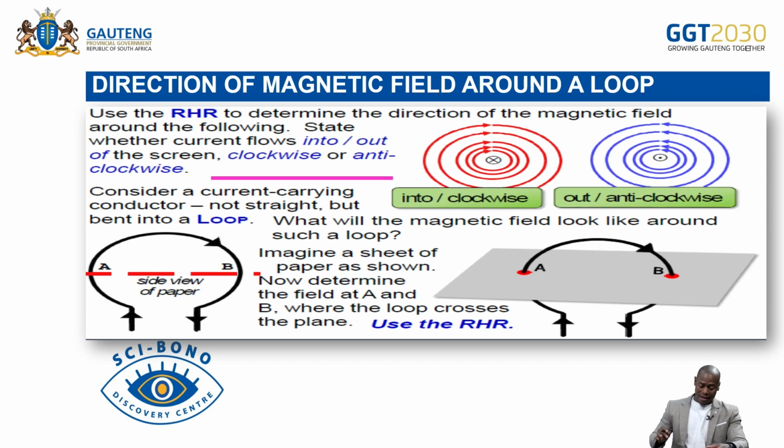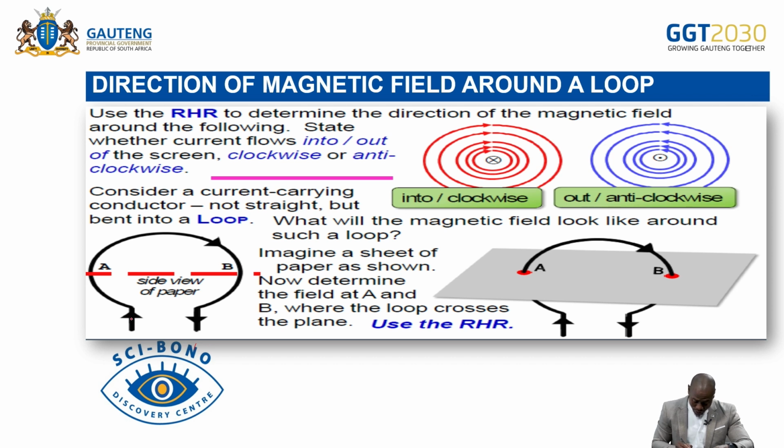Okay, then now let's come to a loop. So we were talking about a straight conductor. Now we are coming to a loop. So a loop is a coil or a loop of a single wire. All right, so it's a single wire, right? Now we want to determine the direction of the magnetic field. Okay, so you can see that this is a loop.